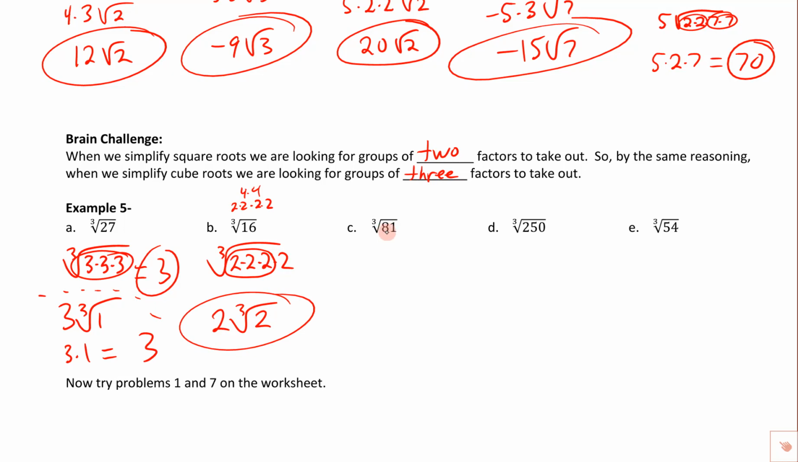This one here, this is 81. We might want to break that down, so I'd say 9 and 9, 3 and 3.